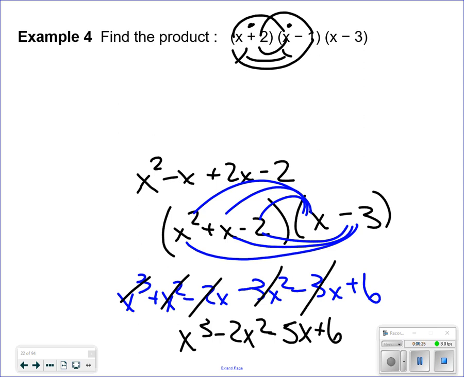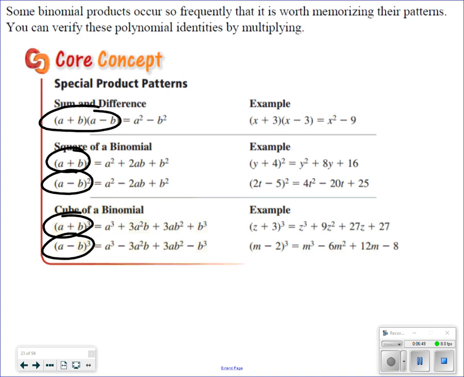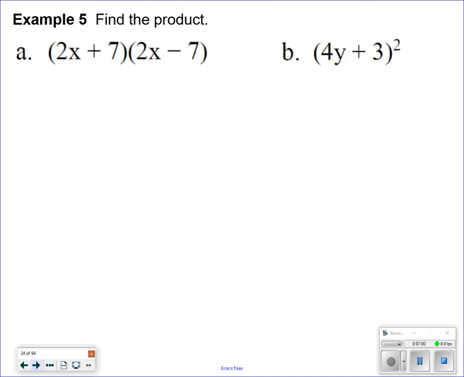Questions? All right. Now, there are patterns to this, and it's worth memorizing in some cases, but really I don't feel like it is. If you're taking the sum and difference, like an x plus 3 times an x minus 3, there's a pattern to it. Or if you're squaring a binomial, there's a pattern to it. Or if you're cubing. Now, when you start getting down to cubing, it's maybe worth understanding the pattern, but it's like a 1, 3, 3, 1 situation, and we'll talk about that in just a second. But let's do a couple of ones, and I'm going to show it to you.